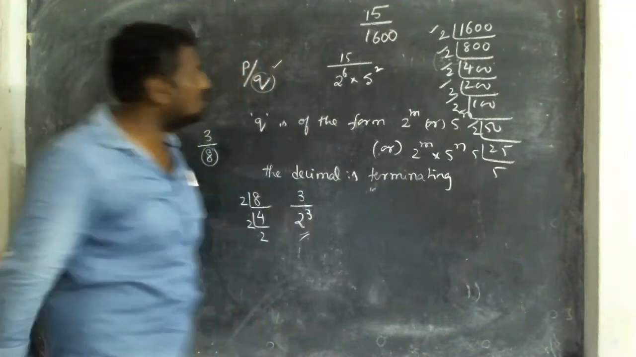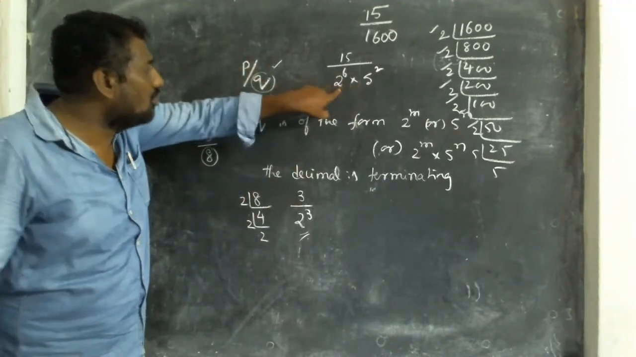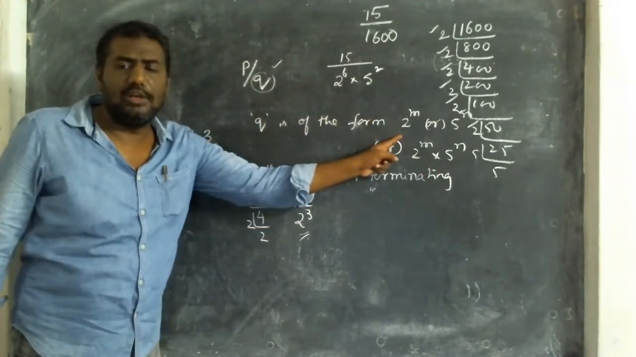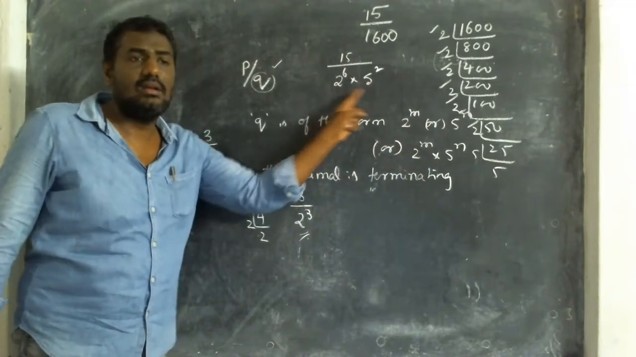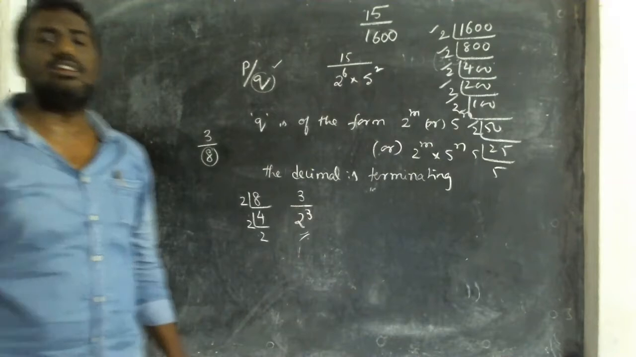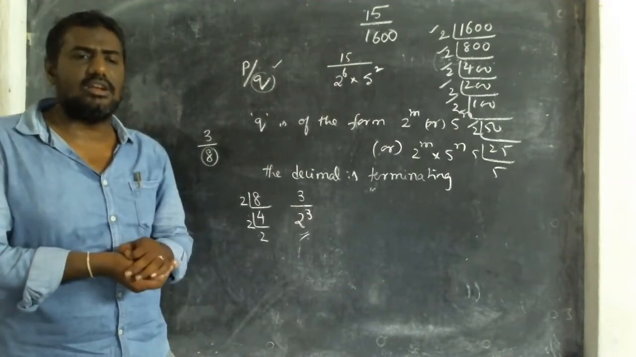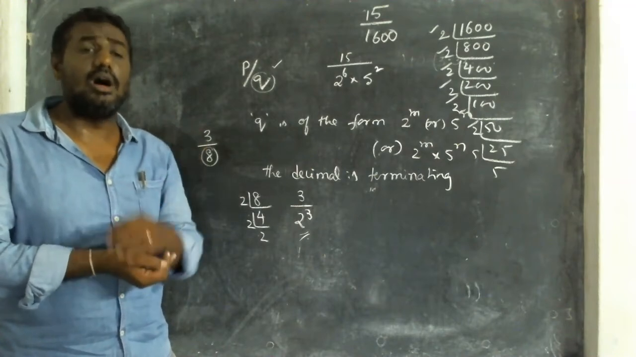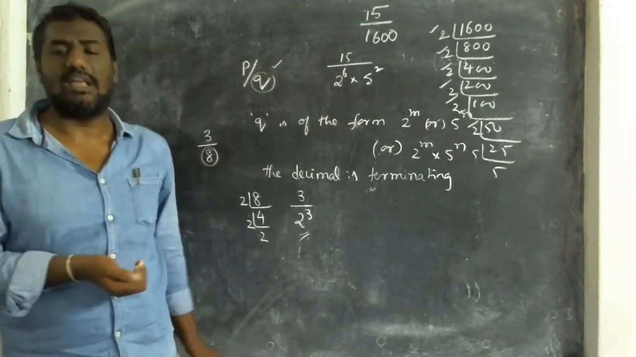If you observe, the denominator is in the form of 2 power m and 5 power n. Both are there. I told you 3 possibilities: only 2 power m, only 5 power n, or both can be there. Now here both of them are there. So it is terminating. When we can say the rational number is terminating: if the denominator is in the form of only 2 power, or only 5 power, or both 2 power and 5 power, then we can say the number is terminating.